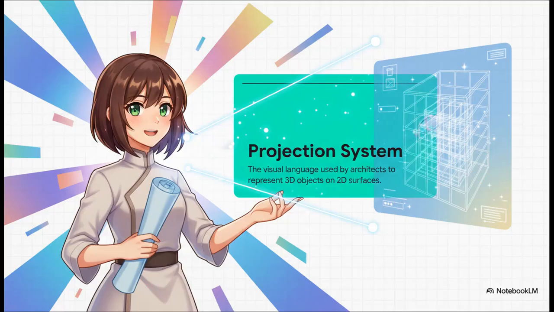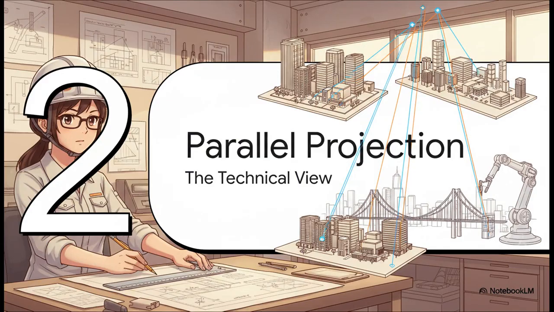Okay, so the core concept behind all of this is called a projection system. The easiest way to think about it is like a movie projector. Architects are basically projecting an image of their 3D object onto a flat screen, what they call the picture plane. And that projection, that's your drawing. Now, this language has two main dialects. The first one is the technical one, the no-nonsense view that's used for construction and engineering. And it's all built on one simple, really powerful idea: drawing with parallel lines.